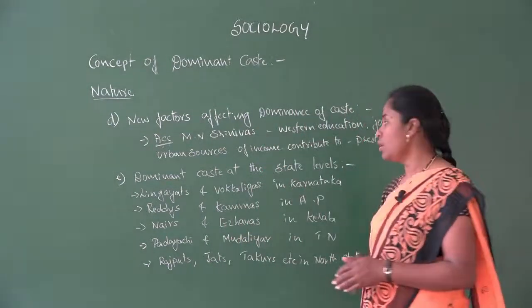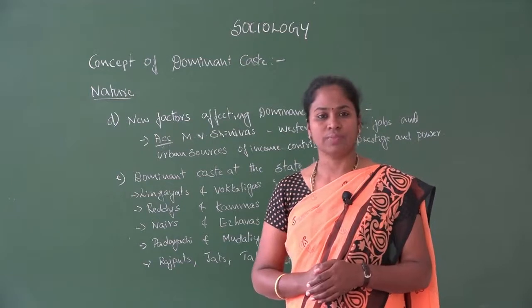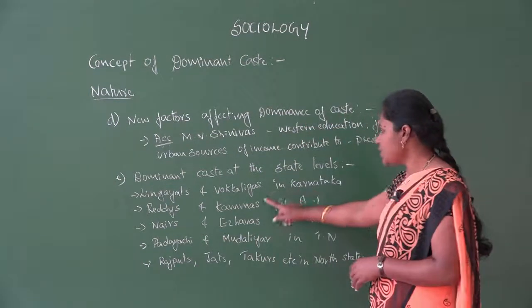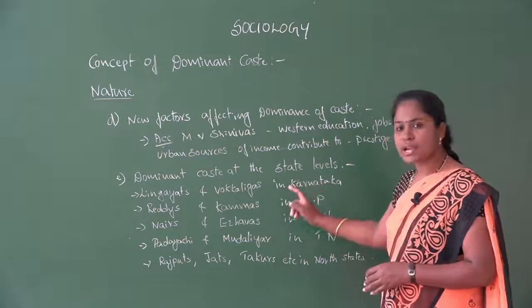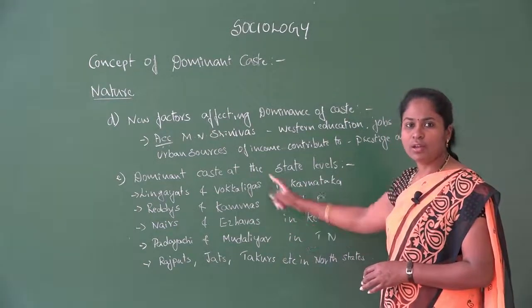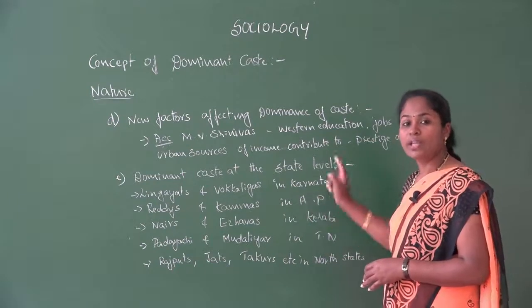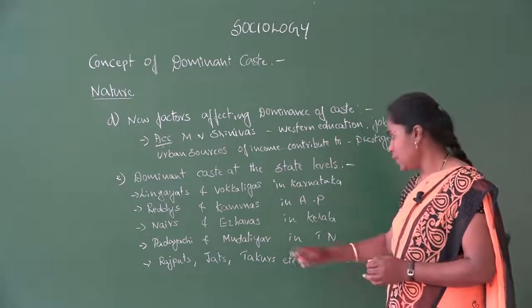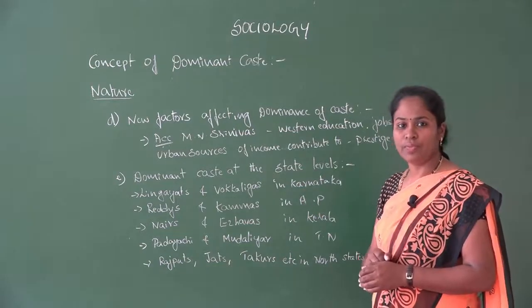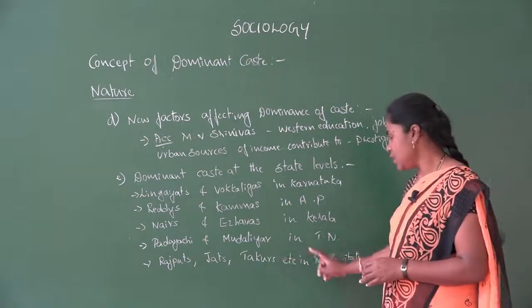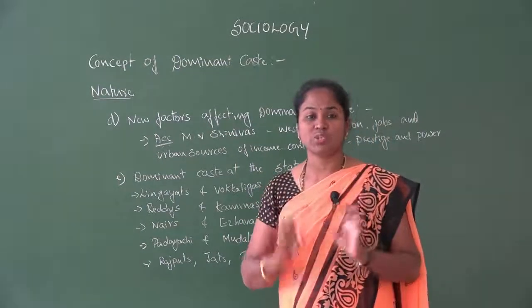Then the fifth one, dominant caste at the state level. Some of the castes are called the dominant caste, so let us see that. Lingayats and Vokkaligas in Karnataka are called dominant castes. Then Reddis and Kammas in Andhra Pradesh, Nayars and Ezavas in Kerala, and Padayachi and Mudaliyar in Tamil Nadu are called dominant castes. And Rajputs, Jats, Thakurs, etc. in the north states are identified as dominant castes in different states.